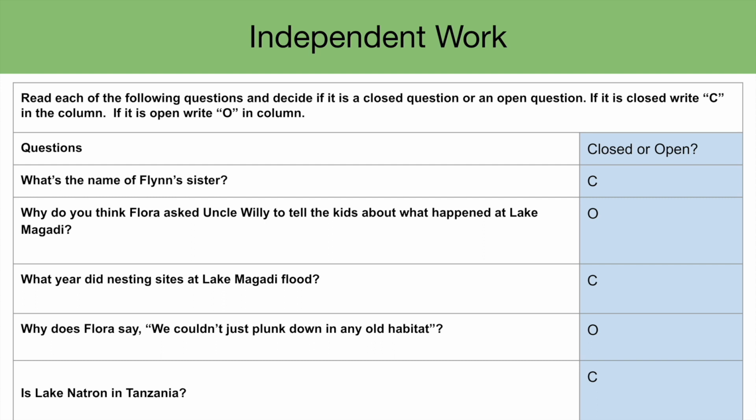Next question. Why does Flora say, quote, we couldn't just pluck down in any old habitat, end quote? This is an open question because, once again, there may be more than one way to answer this question and more than one words. And finally, is Lake Natron in Tanzania? This is a closed question because it requires one or two words to answer it.